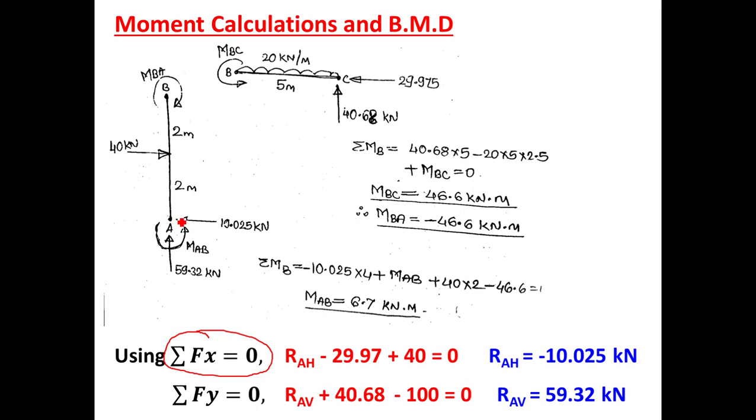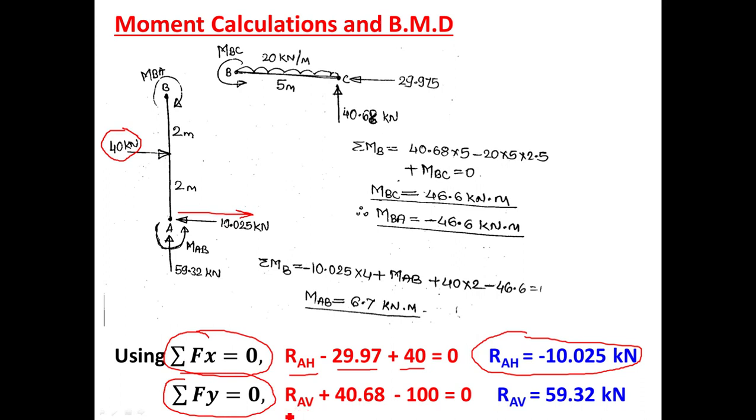So fixed support means it is having horizontal reaction. Let us assume horizontal reaction is RAH at A. So it is positive, plus, so minus, it is 29.97, that is horizontal reaction at C, and the point load of 40 kilonewton acting on column, it is plus 40. So like this, if you collect all horizontal forces, you will get the value of RAH, it is equal to minus 10.025 kilonewton.